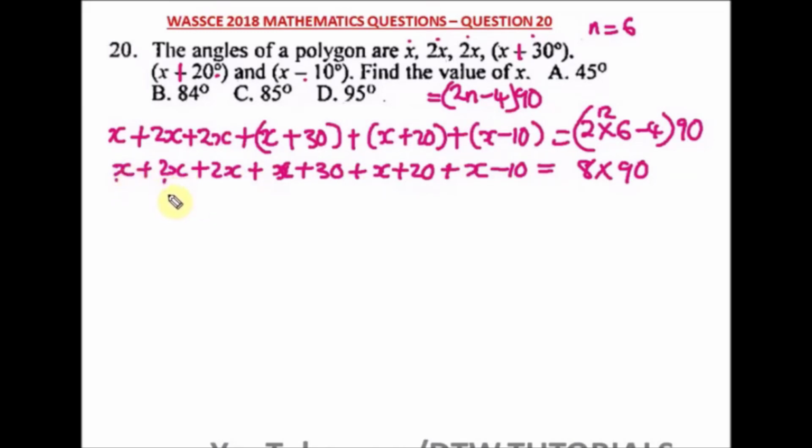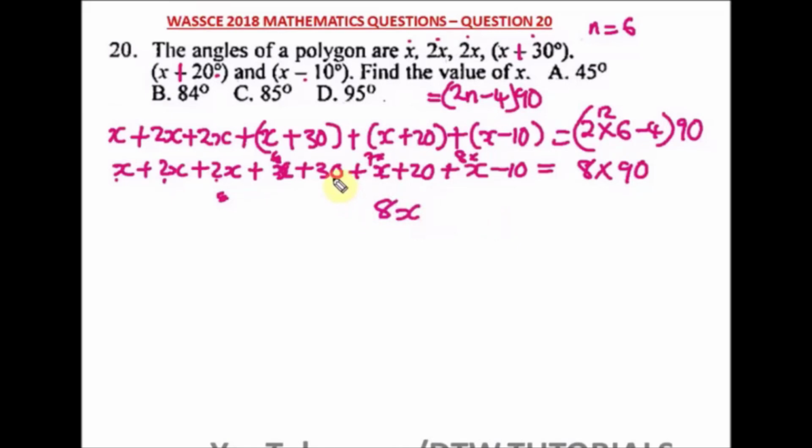x plus 2x is 3x. 3x plus 2x will give us what? 5x. 5x plus x will give us 6x. 6x plus this 6x here will give us what? 7x, and 7x plus this x will give us what? 8x. So we have here 8x.